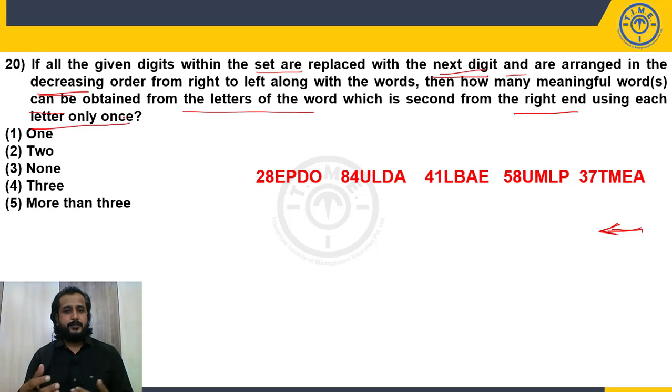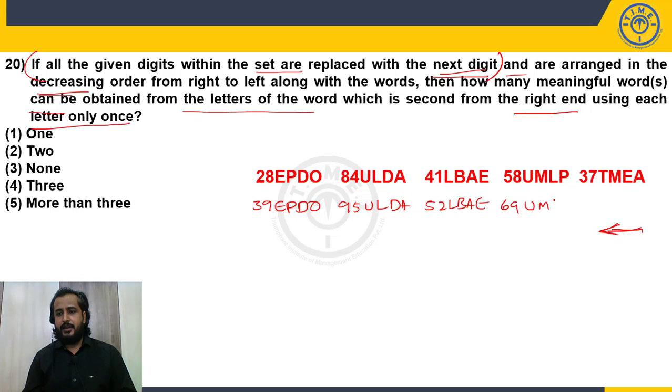So let us do it step by step. First, what we need to do? If all the given digits within the set are replaced with the next digit. So first do this. So 28 will become 39 EPDO. There is no change in the letters. 95 ULDA, next digits. 52 LBAE. Next 69 UMLP. 48 TMEA. Fine. Till here it is completed. And are arranged in the decreasing, nothing but descending order from right side to left side. Descending is nothing but highest to least. Alright. So highest will be 95 ULDA.